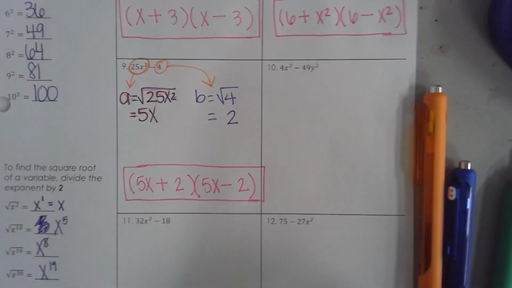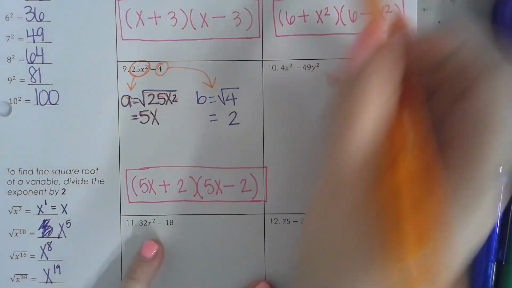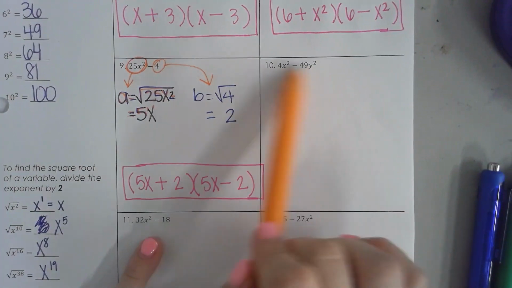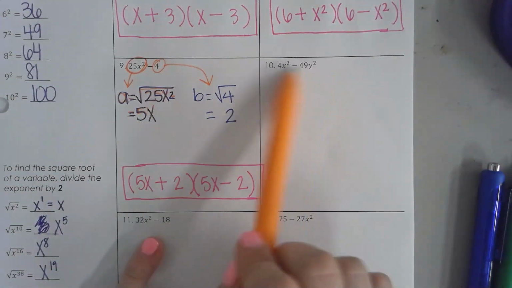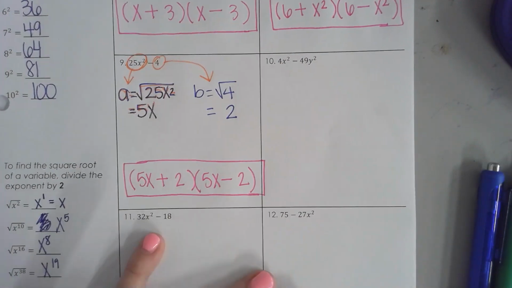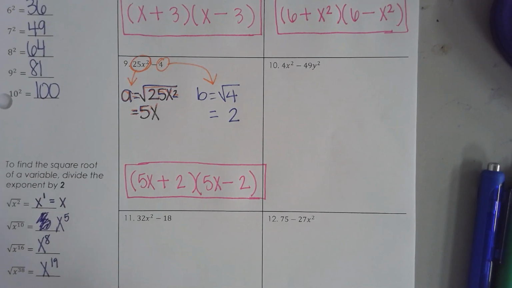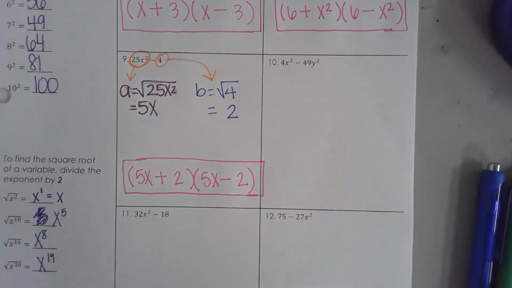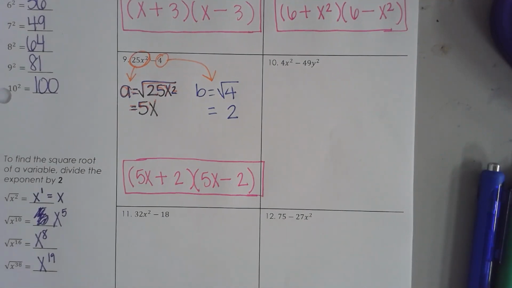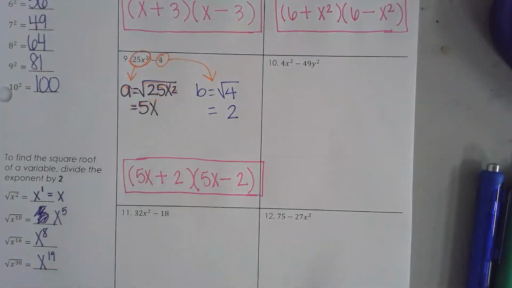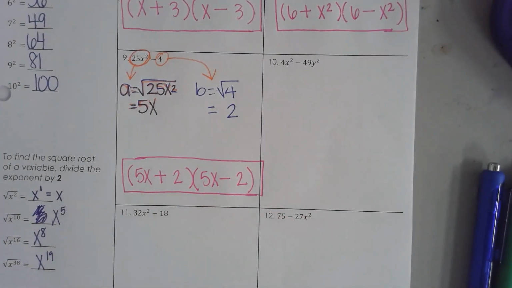Number 10. Here I see both of them have numbers, and I could have checked on number 9. Can you divide both 4 and 49 by something? Yep. What? 7. 4 divided by 7? Divide. 49 is an odd number, so it is not divisible by 2. Oh, no, you can't. Do they have any variables in common? No, this one is x's, those are y's. Those are two totally different, so no. So there's no GCF.